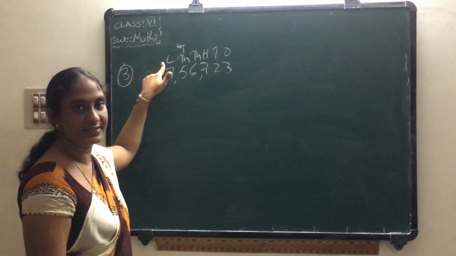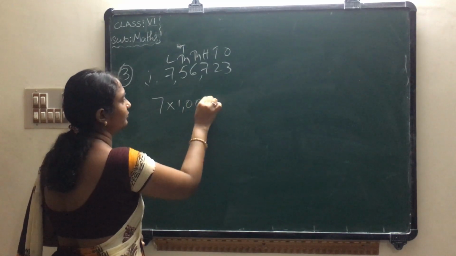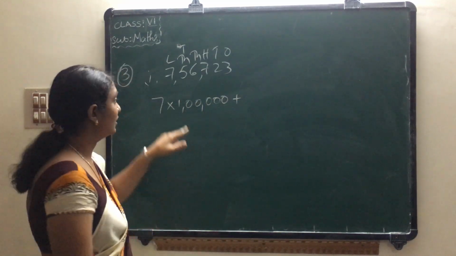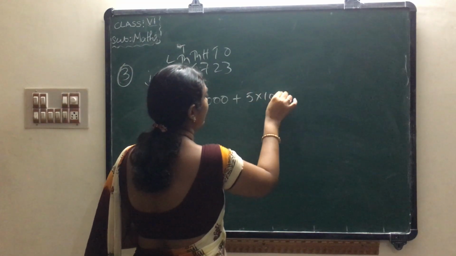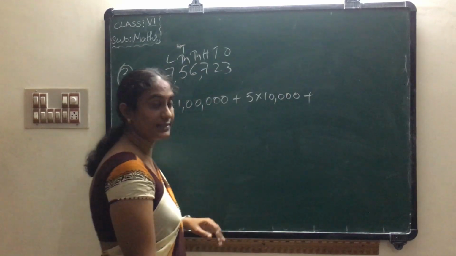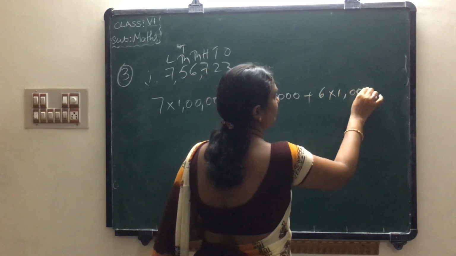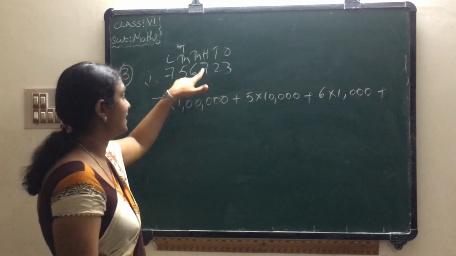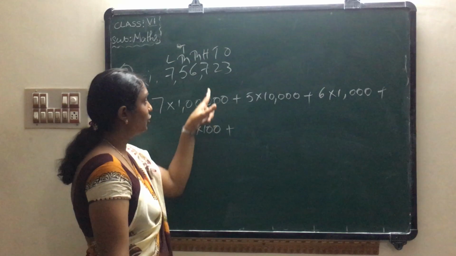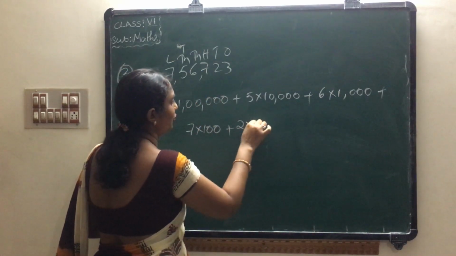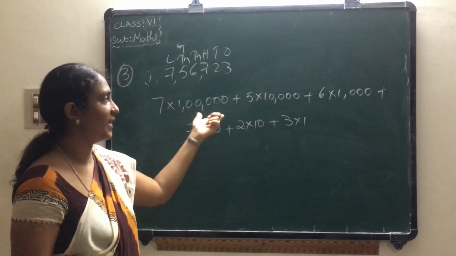Now 7 is in which place? Lakhs place. So 7 into 1 lakh plus 5 is in which place? 10,000 place. So 5 into 10,000 plus 6 is in which place? 1,000 place. 6 into 1,000 plus 7 is in which place? 100 place. 7 into 100 plus 2 is in which place? Tens place. 2 into 10 plus 3 into 1. Okay, do you understand how I expanded the number?